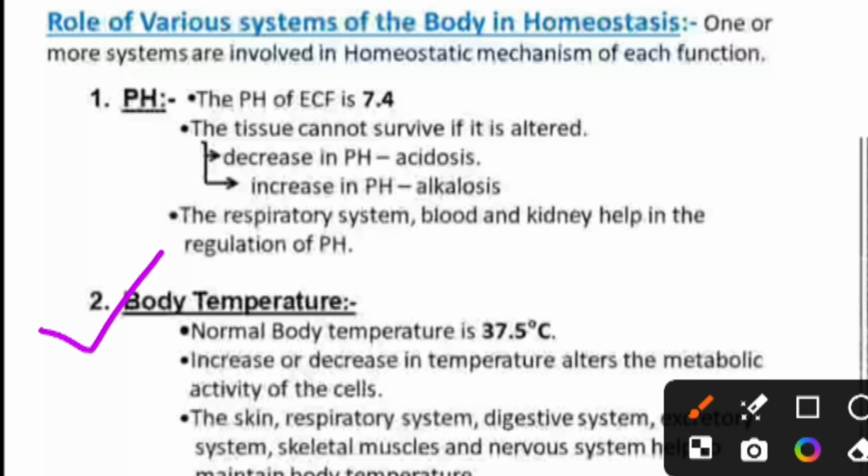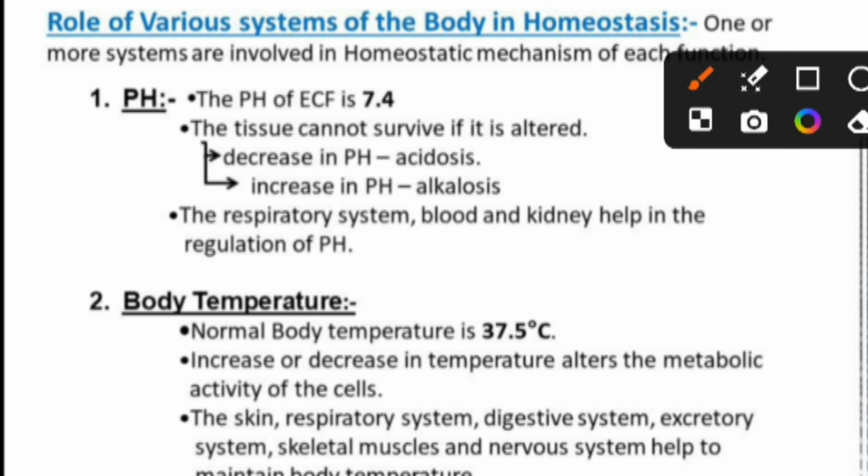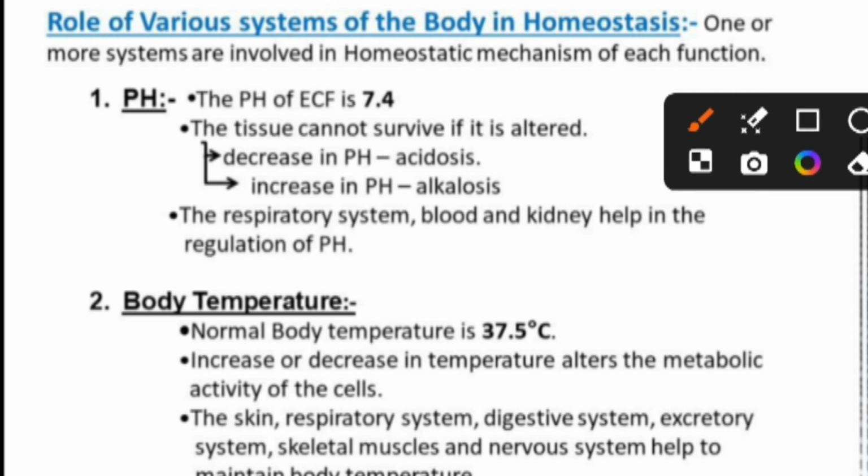Then the body temperature. The normal body temperature is 37.5 degrees centigrade. If the temperature is increased or decreased, it alters the metabolic activity of the cell. Then the skin, respiratory system, digestive system, excretory system, skeletal system and nervous system mainly help to maintain body temperature. Then the next point is nutrition.